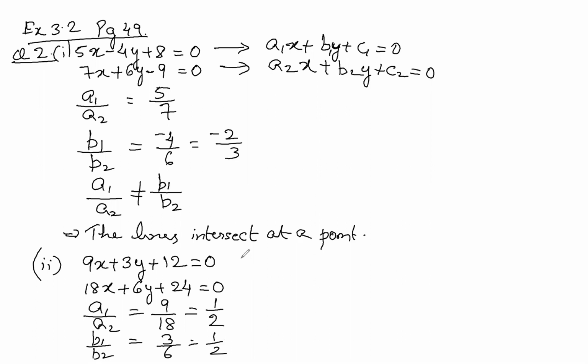Now Jocelyn, what is C1 by C2? 12 by 24. Correct. That is equal to how much? 1 by 2. Yes. So what do you conclude here, Jocelyn? A1 by A2 is equal to B1 by B2 is equal to C1 by C2.